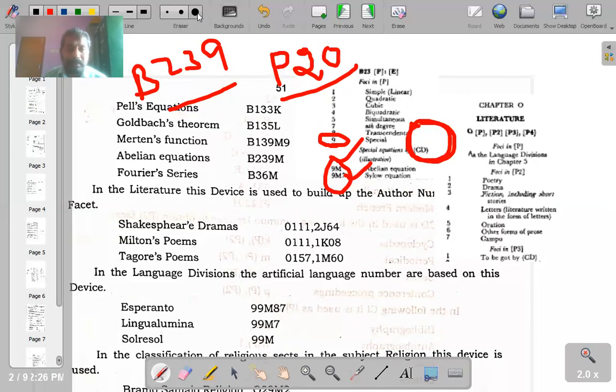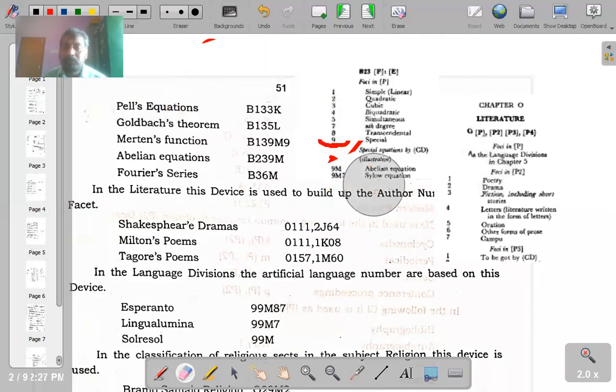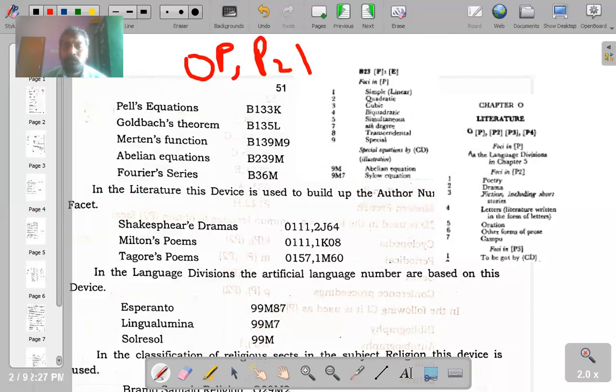Let me give you another example. We already discussed the main class O, literature. You are very clear on it. The main class O literature has a formula: O, P1, comma, P2, P3, comma, P4. I think you remember this formula.